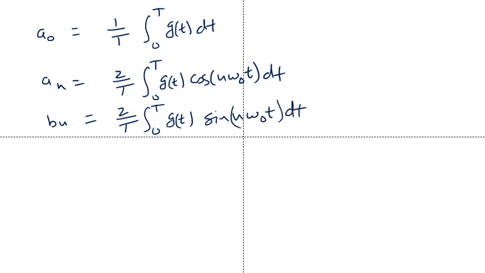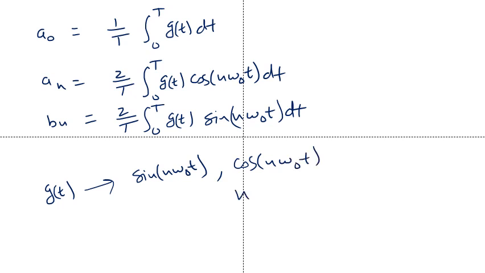So basically what we have done, we have represented g(t) in terms of sine n omega naught t as well as cos of n omega naught t, obviously for n is 1, 2 till infinity. So that's a Fourier series, and we call it trigonometric Fourier series because we are representing a function g(t) in terms of trigonometric functions, that is sine and cosine.